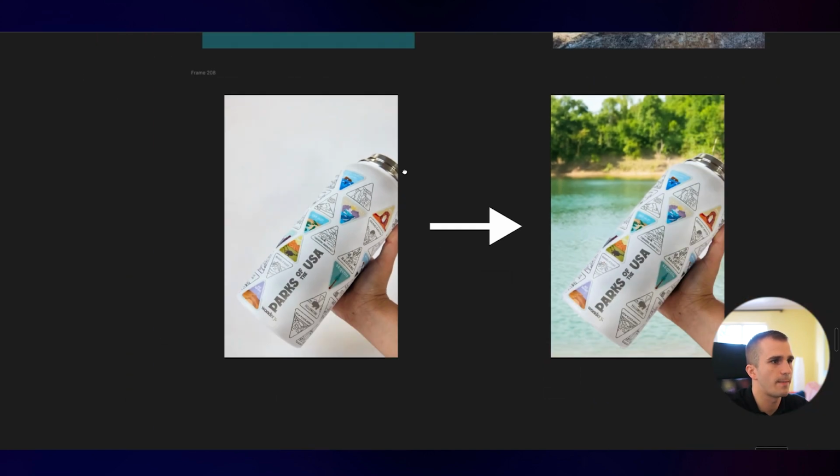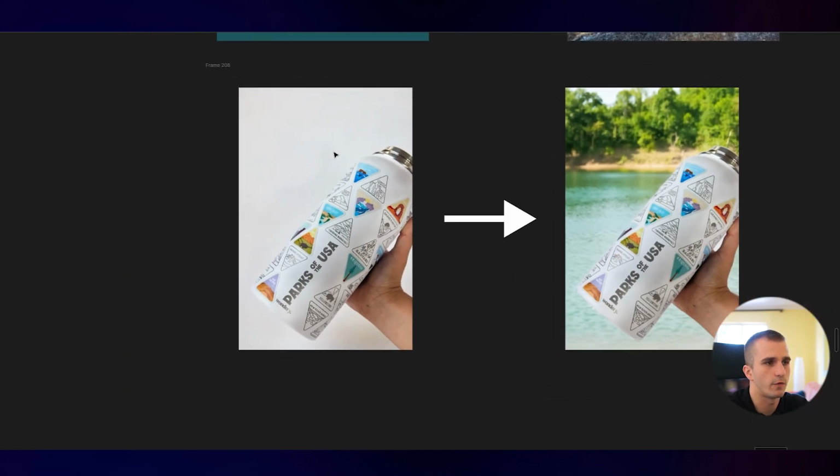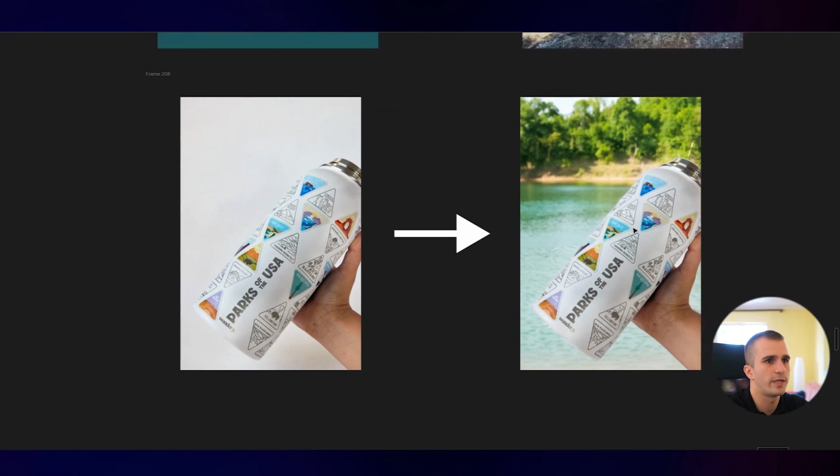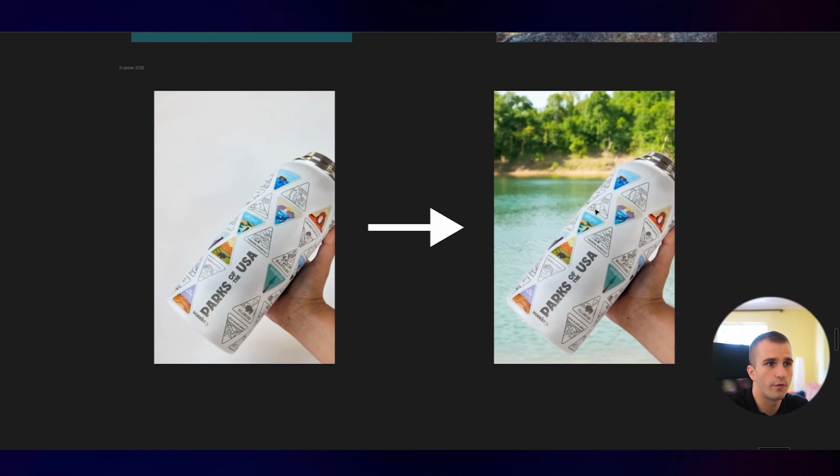You can see in the previous example how this image looked pretty kind of boring, just a white background, and the thing is that the water bottle is white, so it doesn't really stand out. What we have added here is a background of a lake so that it gives that nature look, because this water bottle is for adventure enthusiasts and stuff. So let's do this example.